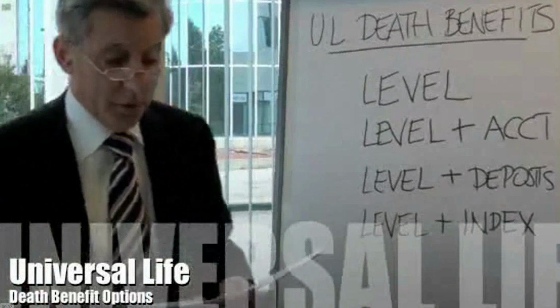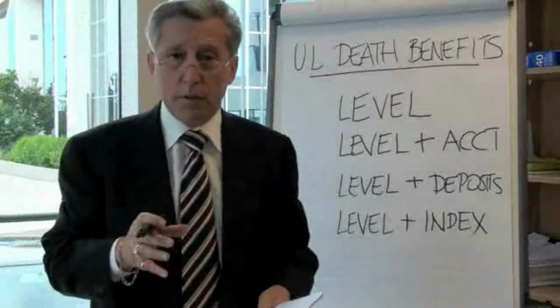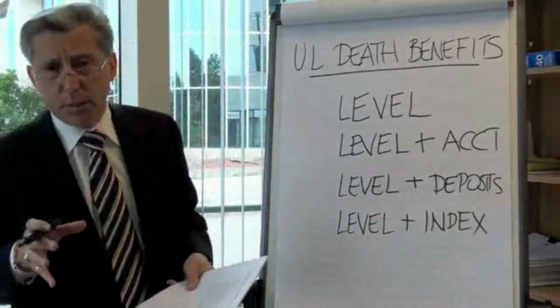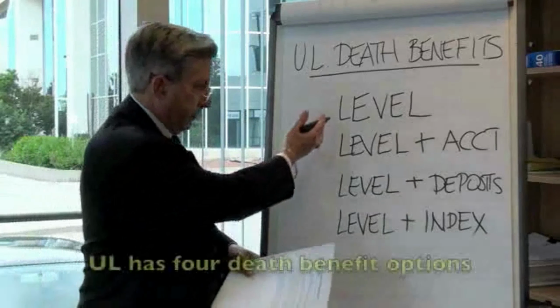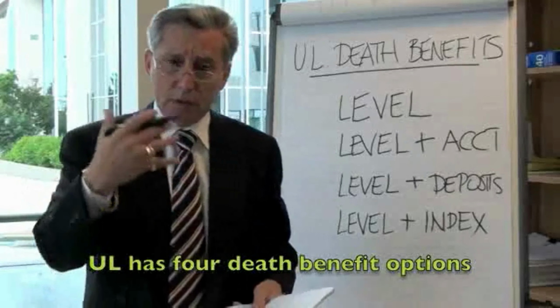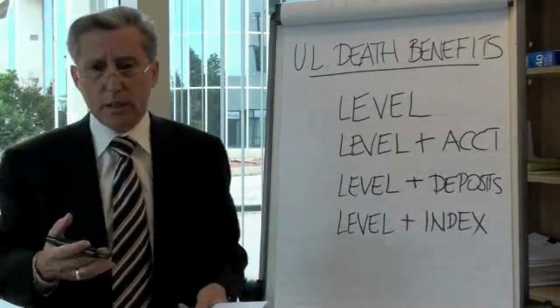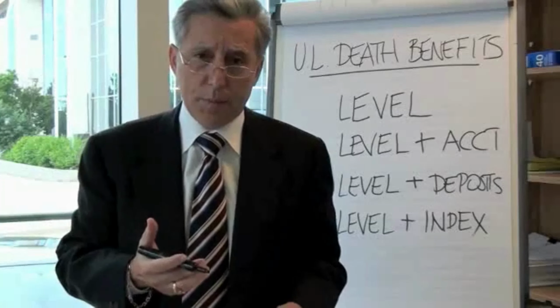Today's lecture, we're going to focus on universal life and the death benefit options that are available on universal life. One of the unique things about universal life is that in actual fact you have 4 different choices in which way the death benefit could be paid out. So one of the unique features, you might say, of universal life is that you really have 4 different ways of getting a death benefit.